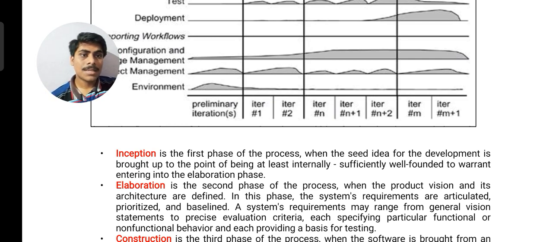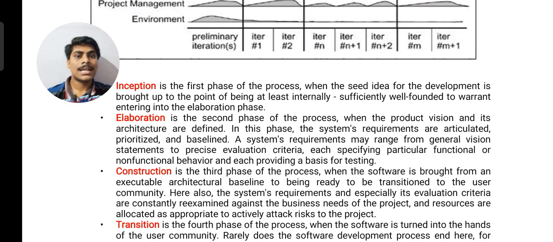Elaboration is the second phase of the process. The product vision and its architecture are defined in this phase, the system requirements are articulated, and the criteria are evaluated by specifying particular functional or non-functional behavior, each providing the basis for testing. Construction is a long phase of the project. In construction we remove mistakes by using coding and testing, and finally we construct the entire program.